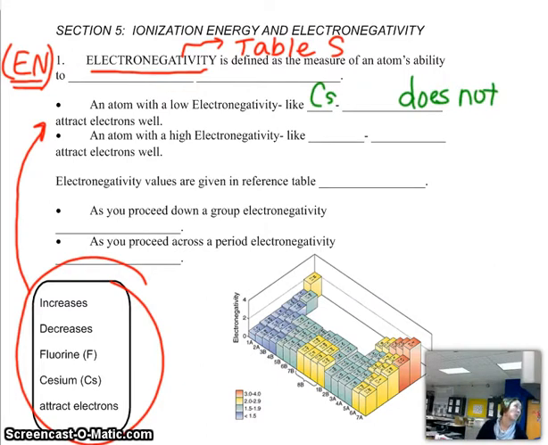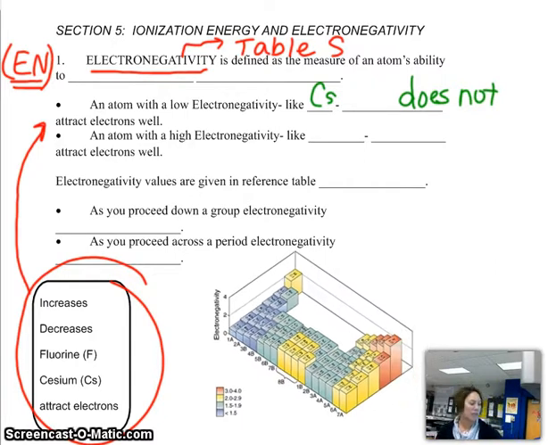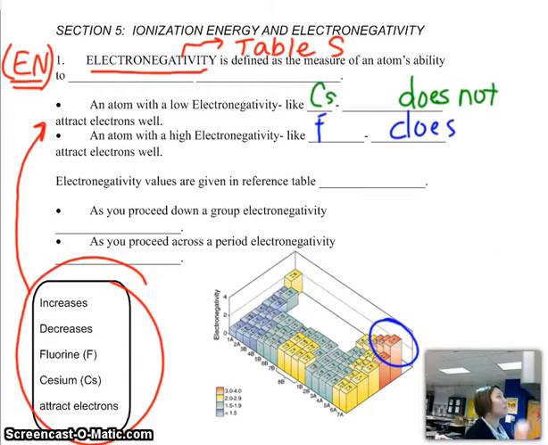However, an atom with a high electronegativity, like fluorine, F, has an electronegativity that is higher than anyone else on the table. F's electronegativity is 4. That does attract electrons very well. So cesium, a metal, is really bad at attracting electrons. Fluorine, F, a non-metal, is really good at attracting electrons. The electronegativity values are given in Table S.